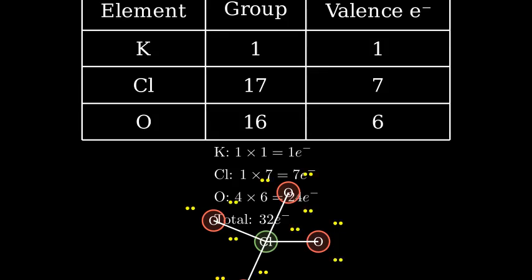Now, let's add the remaining valence electrons. We've used 8 electrons in our single bonds. That leaves 24 electrons to distribute. Each oxygen atom gets 3 lone pairs for a total of 24 electrons.